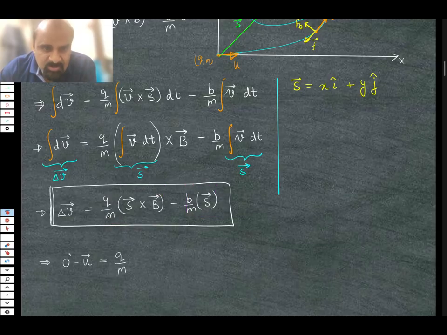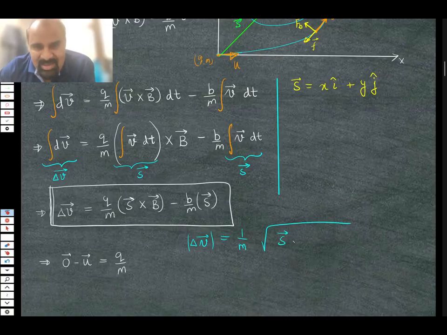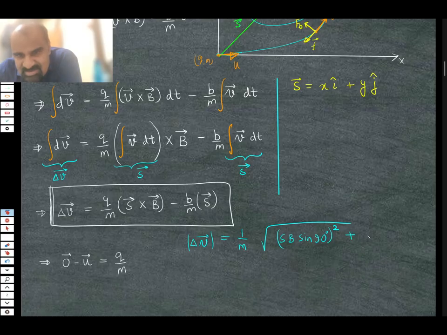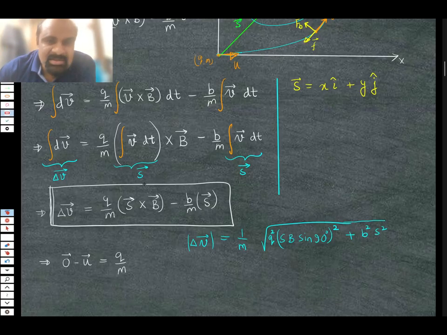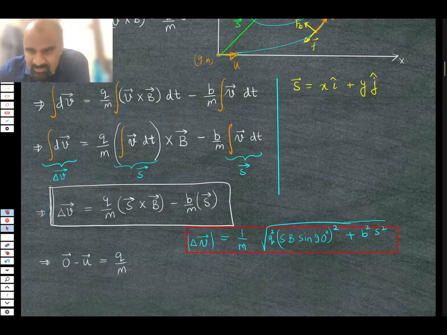So if you simply want to find the mod of this, you can write mod of delta v is equal to 1 by m, if you take it outside, under root of s b sine, I'm not going to do it, but I'm just going to tell you, plus q square, don't forget, and b square s square. I'm going to explain it in a moment, and then I'll leave it. But I'm going to explain it just a second, because it's very interesting.